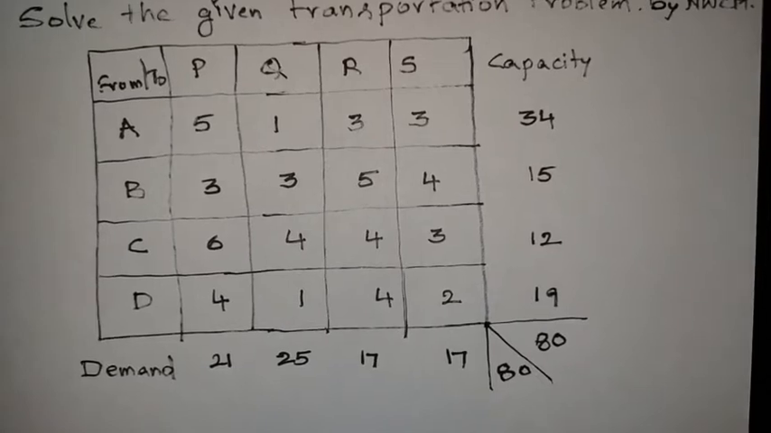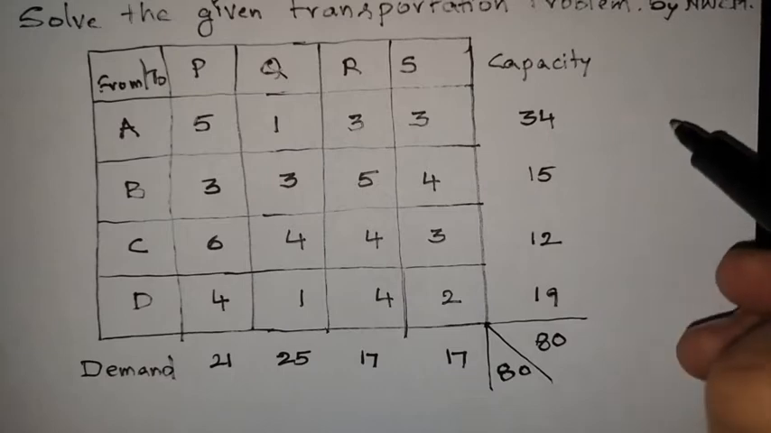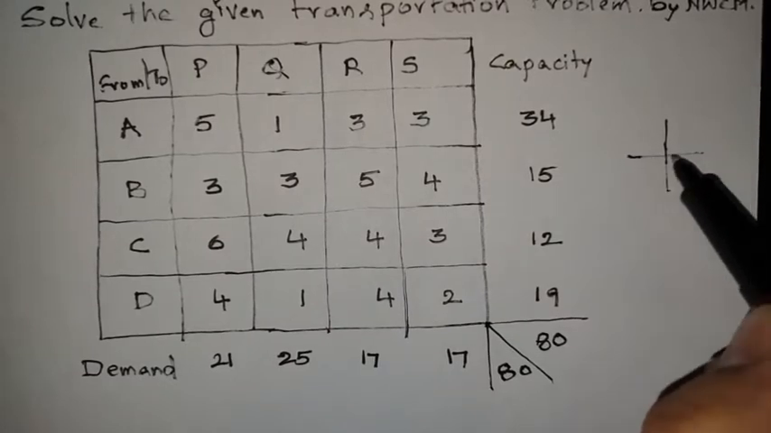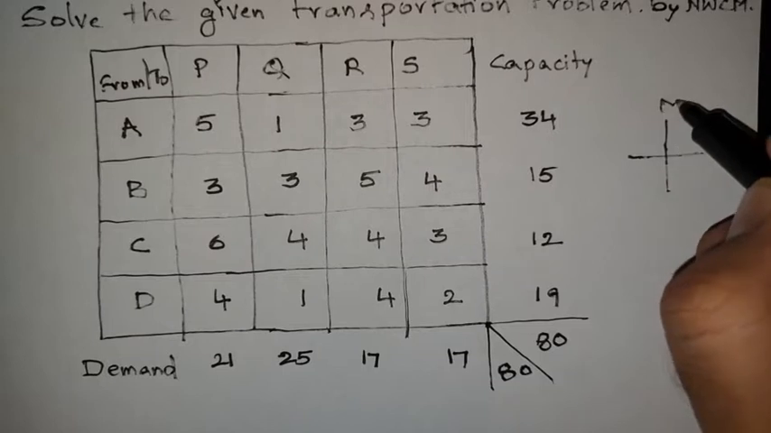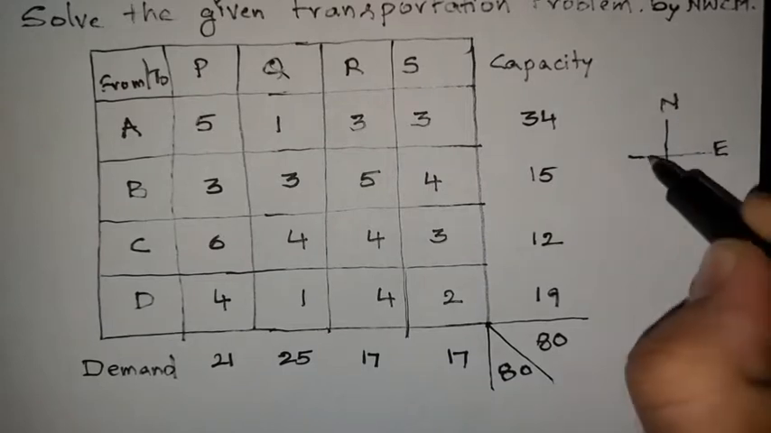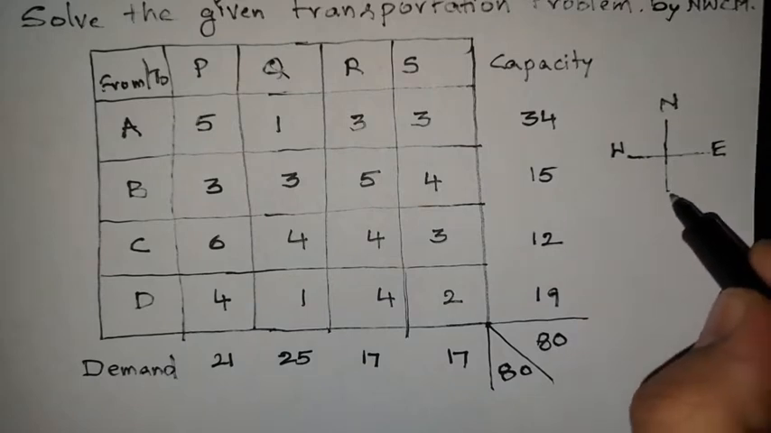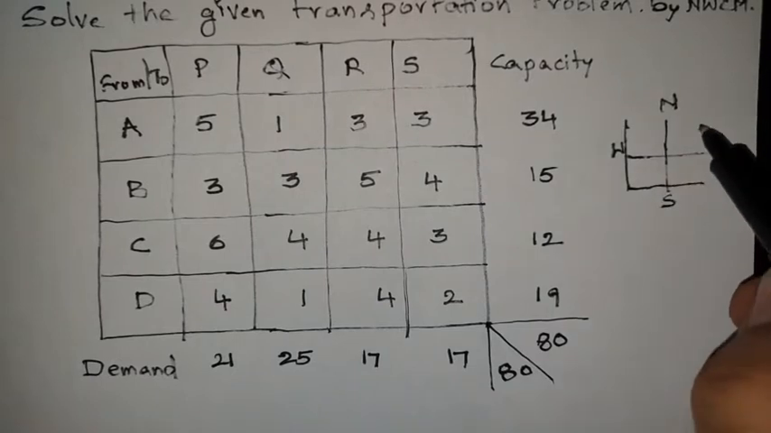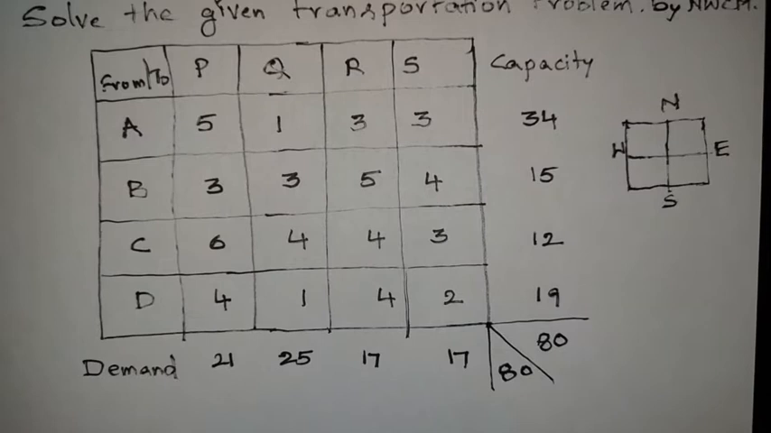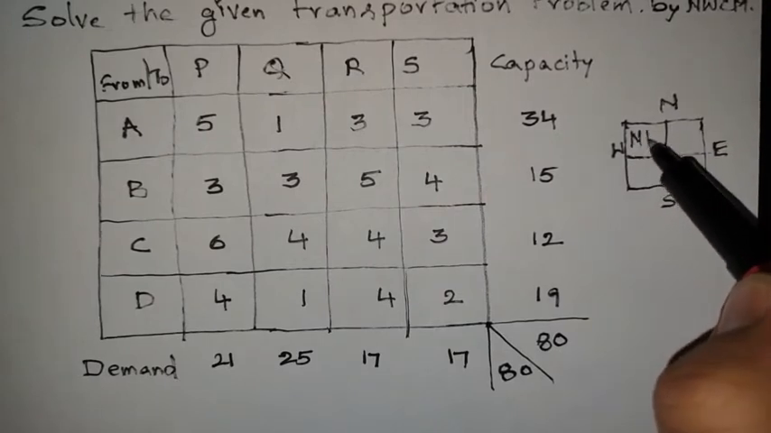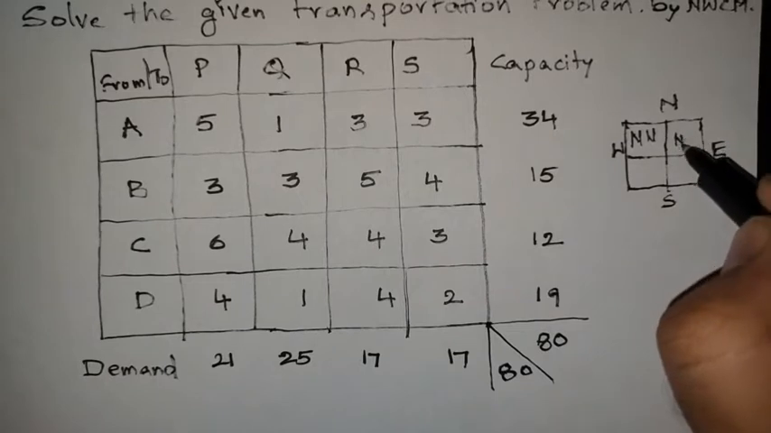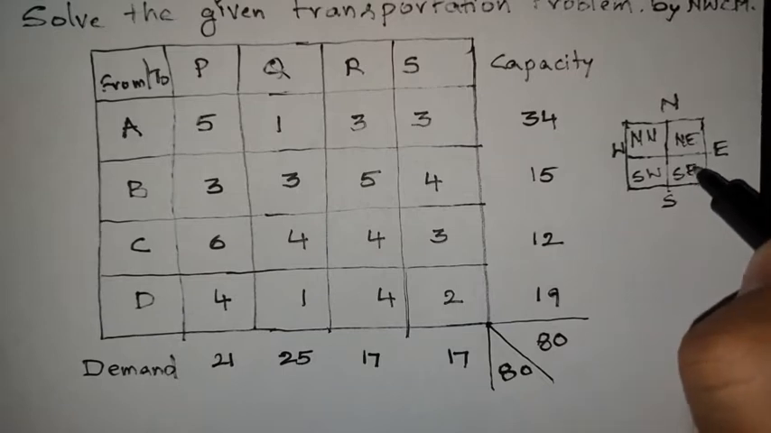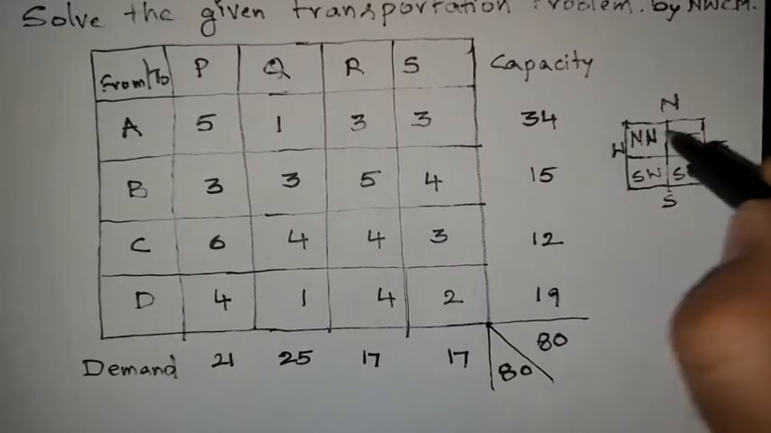I think you already know about the directions. If you take the directions, this one is north, east, this one is west, and this one is south. If you form this as a grid, then what is the northwest cell? This one is the northwest cell, this one is the northeast cell, this one is the southwest cell, and this one is the southeast cell. Now we are doing it by the northwest corner cell method.